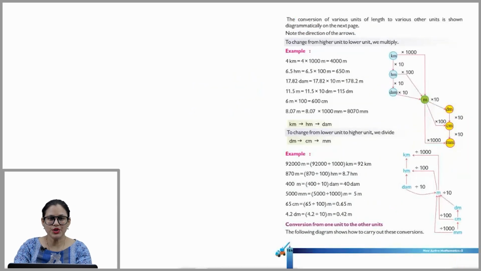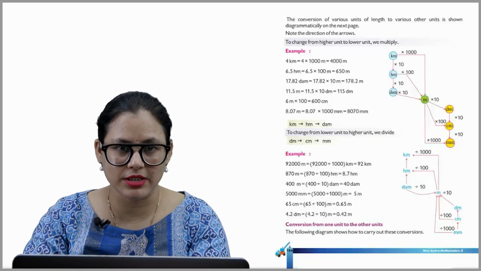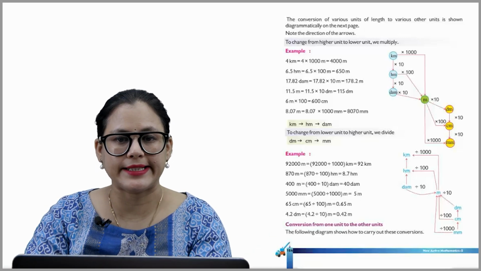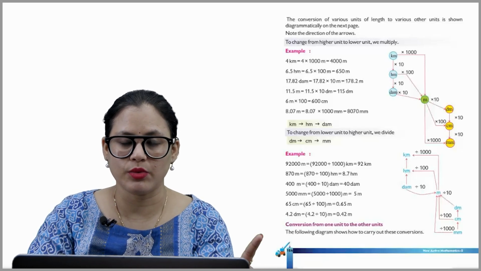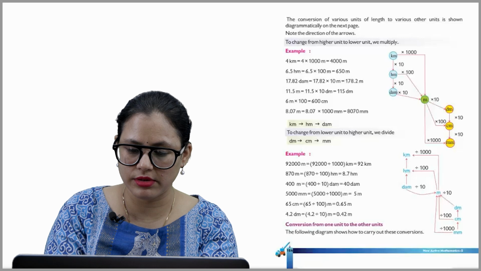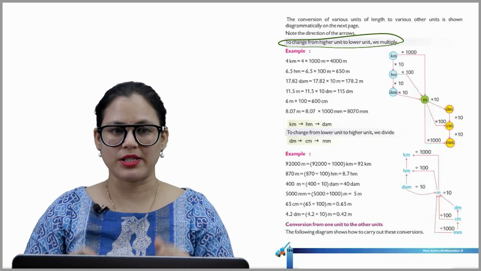The conversion of various units of length to various other units is shown diagrammatically on the next page. Note the directions of the arrows. To change from higher unit to lower unit, we multiply. As I told you earlier, remember this thing. Whenever you go from higher to lower unit, you will multiply.